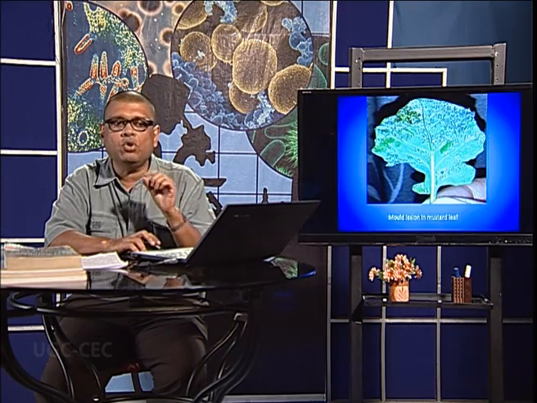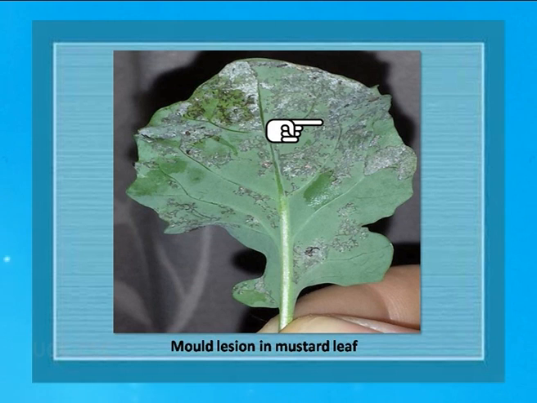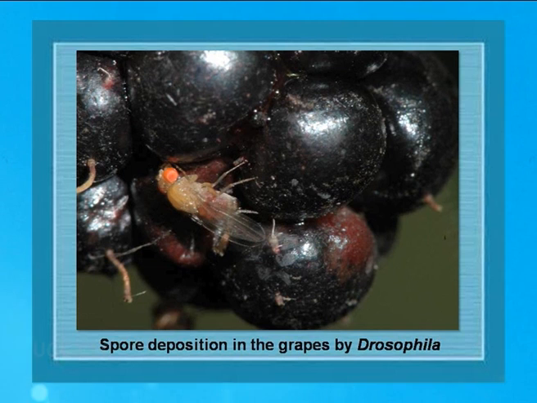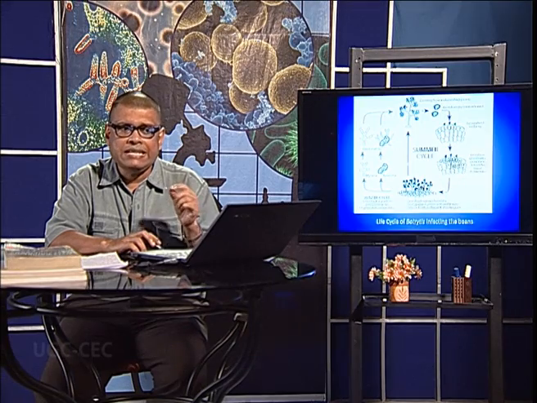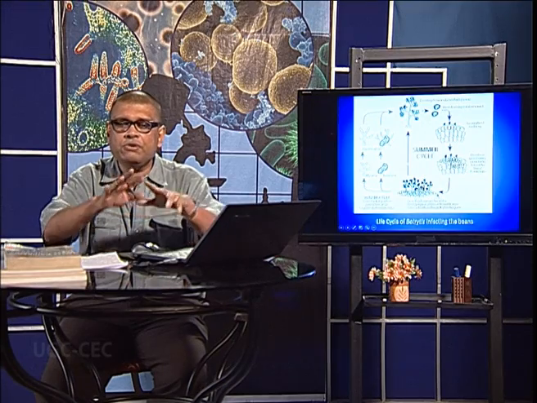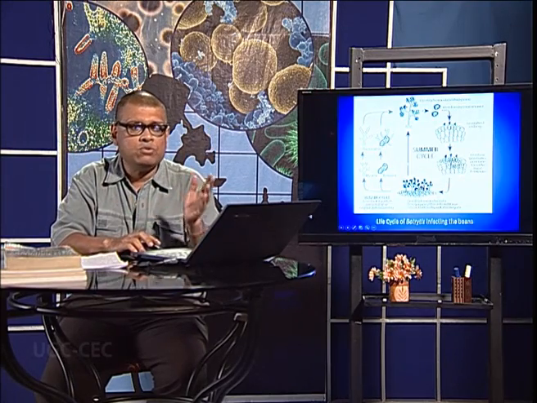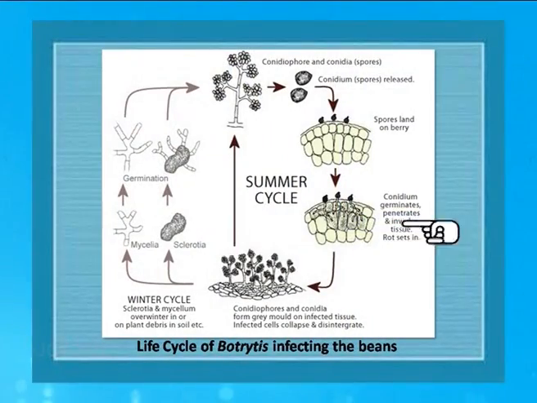Coming to the infection of molds. Normally the molds invade the leaf surface. These are the colonies of molds on the mustard leaf. And sometimes these mold spores are transmitted through fruit fly or Drosophila. But once inside the epidermal surface, they will grow into the cortex and produce conidia. This conidia will germinate, produce a mycelial mesh inside, and then they are carried by the air and come out and produce thick-walled spores called sclerotia.